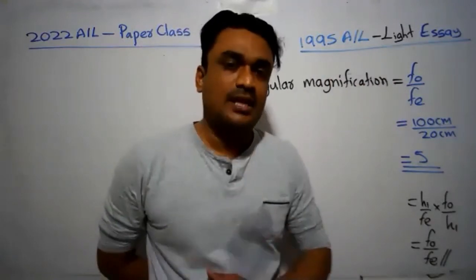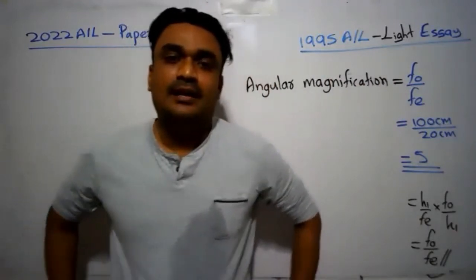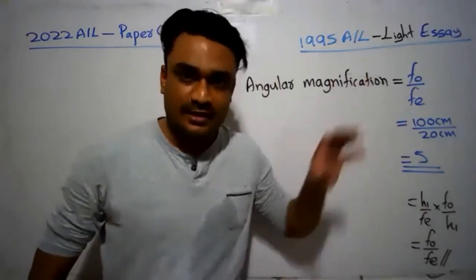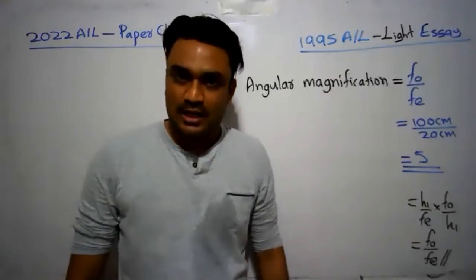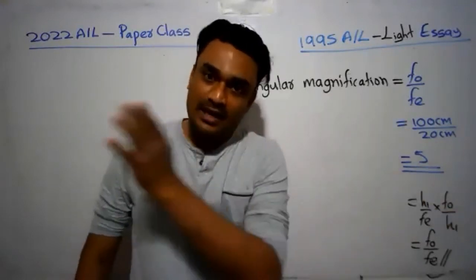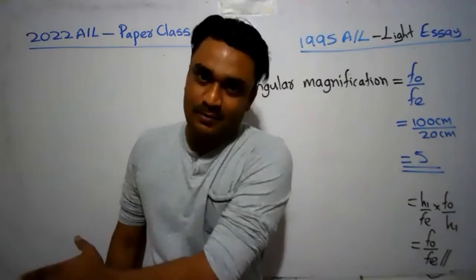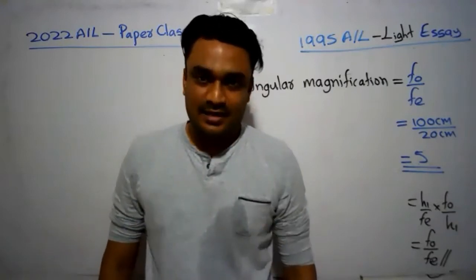So when a telescope is in normal adjustment, the final image should be formed at infinity. Therefore, light rays coming from the eyepiece lens should be parallel to each other. Parallel light rays will meet at infinity. So the final image will be at infinity, right?